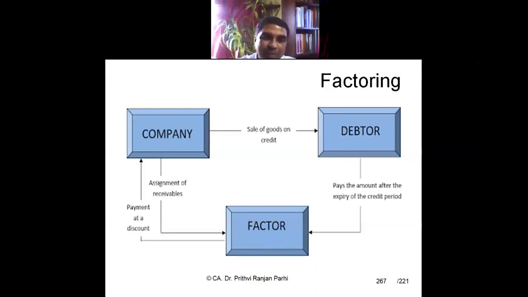If it is with recourse, then what will happen? The factor will again ask the company: you had sold this much of debtors, but you see, they are not debtors, they are bad debts. So you have to collect this money. Are you getting me?